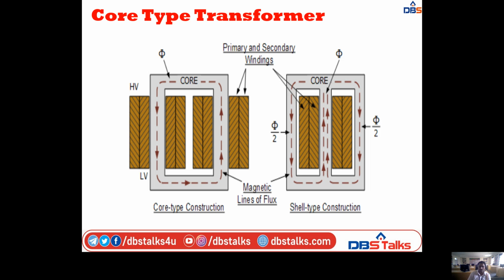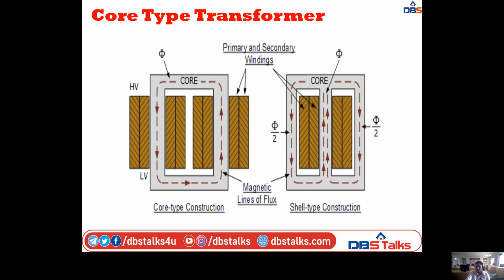These are the primary and secondary windings. If you observe, to the core I have connected one winding on the left side and one winding on the right side. The winding on the left side is connected to the supply, and it is called the primary winding. The one on the right side is called the secondary winding of the transformer. This is the core type construction.